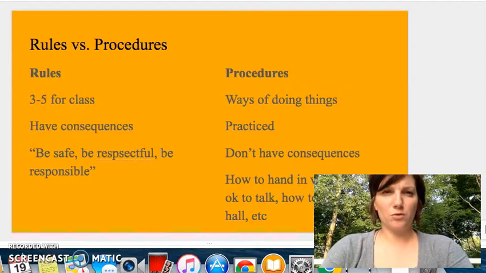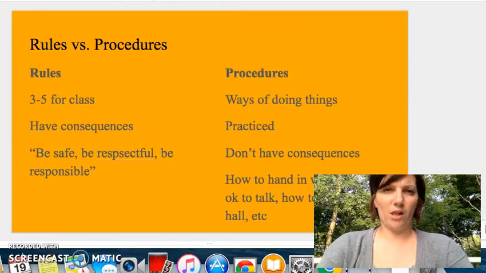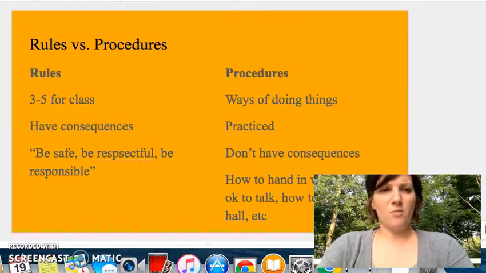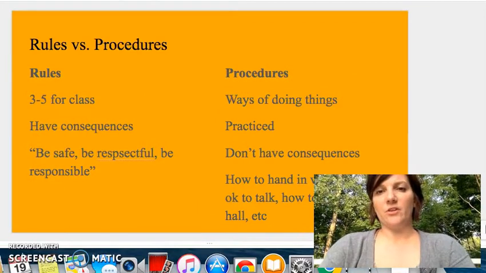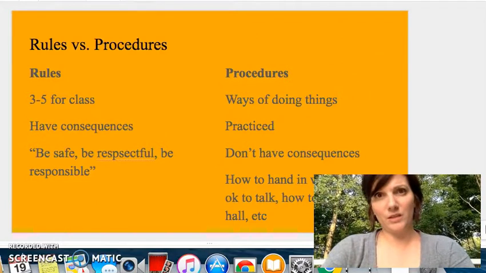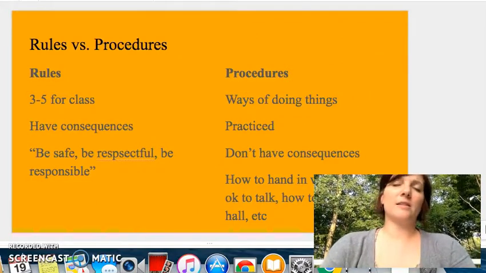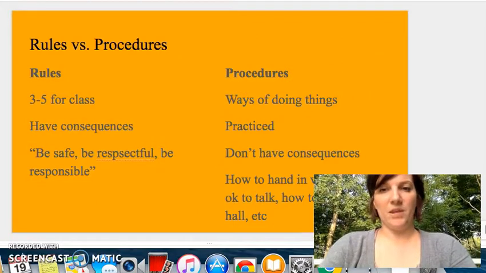So if a student breaks those 3 rules, then there should be consequences, but everything else should fall under the procedure category. Procedures are just exactly what you think. They're ways of doing things. They're things that need to be practiced. They don't really have consequences if students aren't doing them correctly. Harry Wong says they should just go back and practice them.